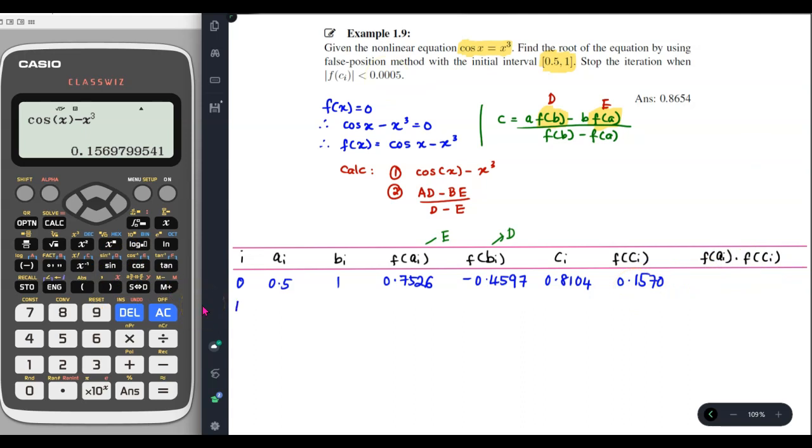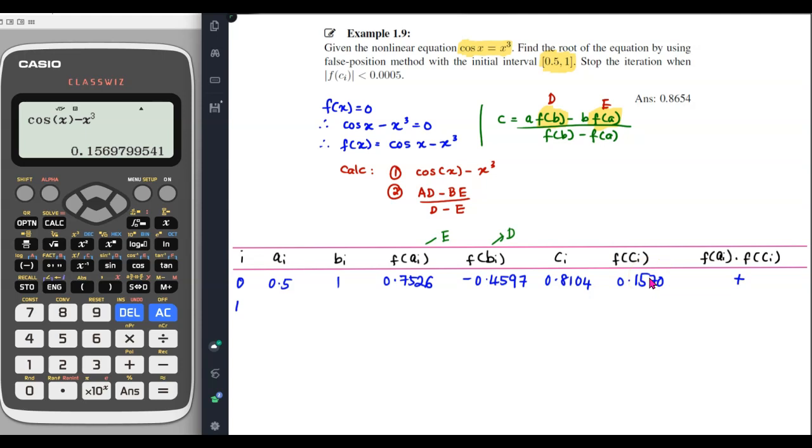But before that, we need to decide whether A or B needs to be changed. So what needs to be done? Refer to the algorithm of false position. You need to see the sign for FA times FC. In this case, FA is positive, FC is also positive. So FA times FC is positive.